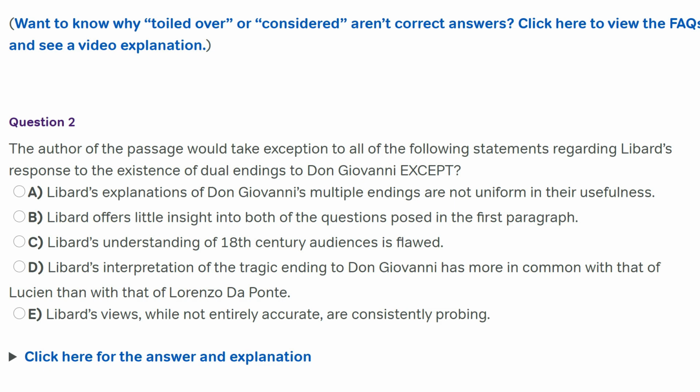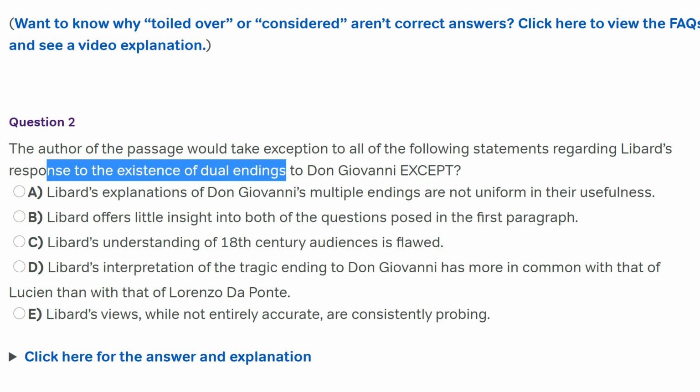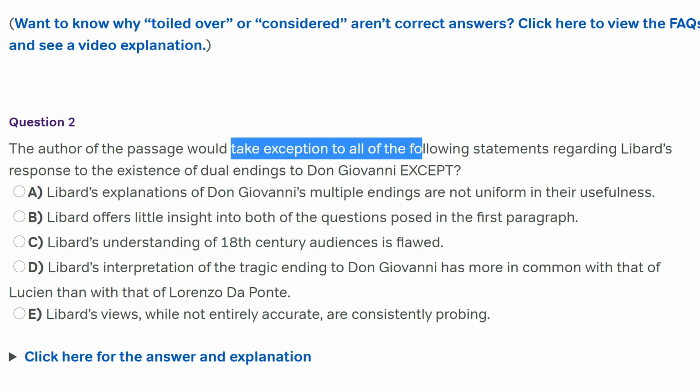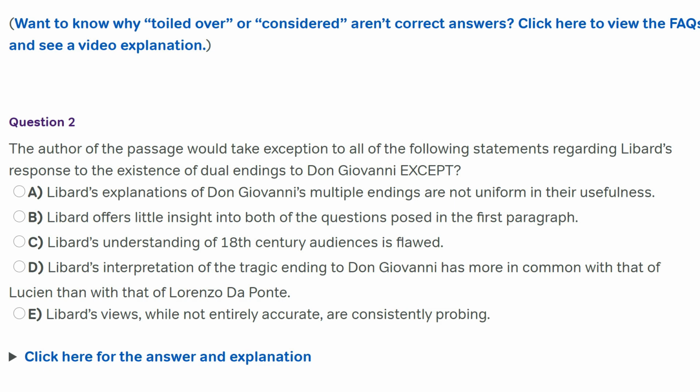The author of the passage would take exception to, would disagree with, all of the following statements regarding Leibard's response to the existence of dual endings. So the author would disagree with all of these statements except, so there's one statement here that the author would agree with. Now, because that's such a long passage, I would have to reread that bit. Leibard's response to the existence of dual endings.